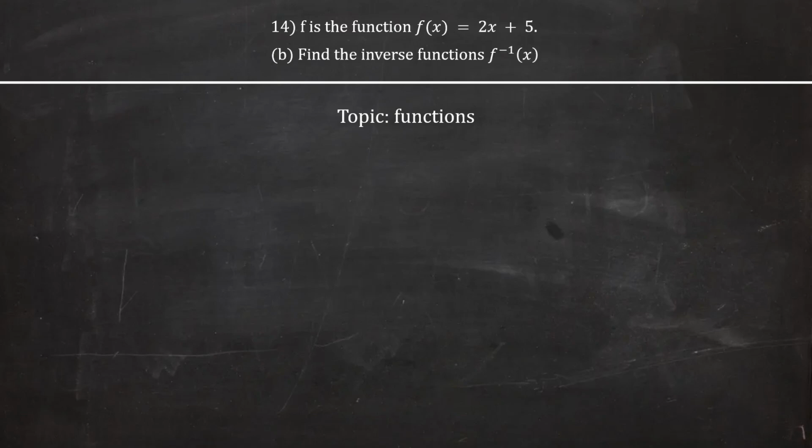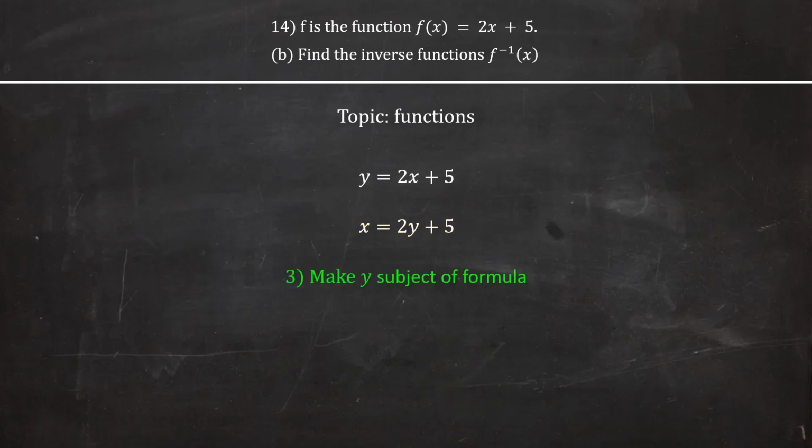Part B, find the inverse function f minus 1 of x. So I'm going to write down the function with y instead of f of x, step 1. So I get y equals 2x plus 5. Same function, but instead of f of x I have y. Then I'm going to swap y and x. So I get x is equal to 2y plus 5.